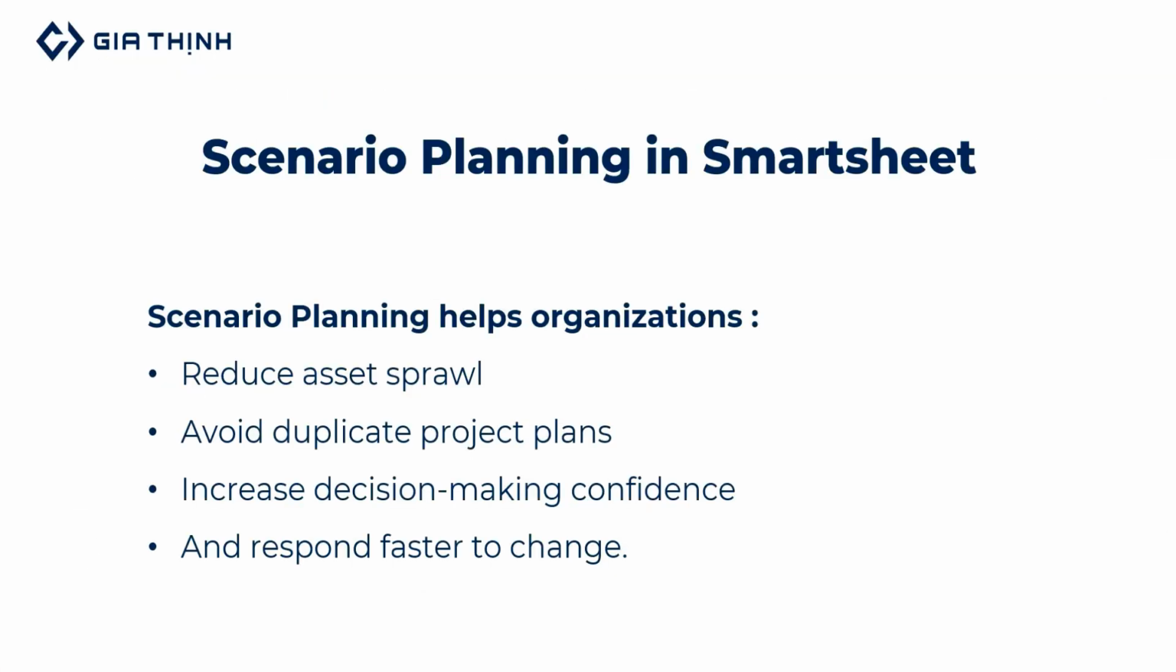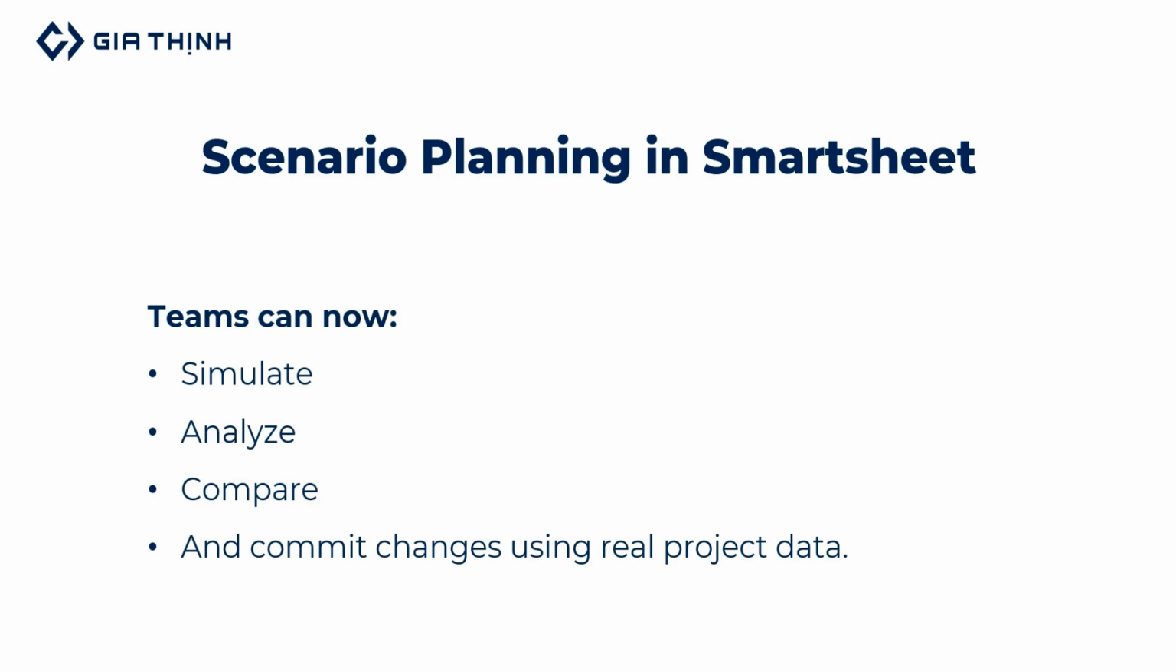Scenario planning helps organizations reduce data fragmentation, avoid duplicate project plans, ensure reliability in decision-making, and respond more quickly to changes. Instead of copying data and guessing the impact, teams can now simulate, analyze, compare, and make changes directly to the actual data. That is the true power of scenario planning in Smartsheet.